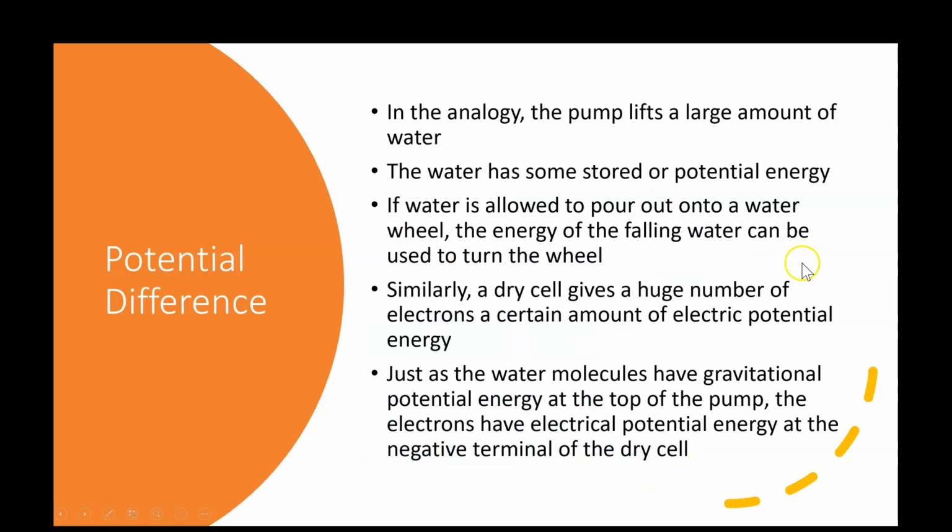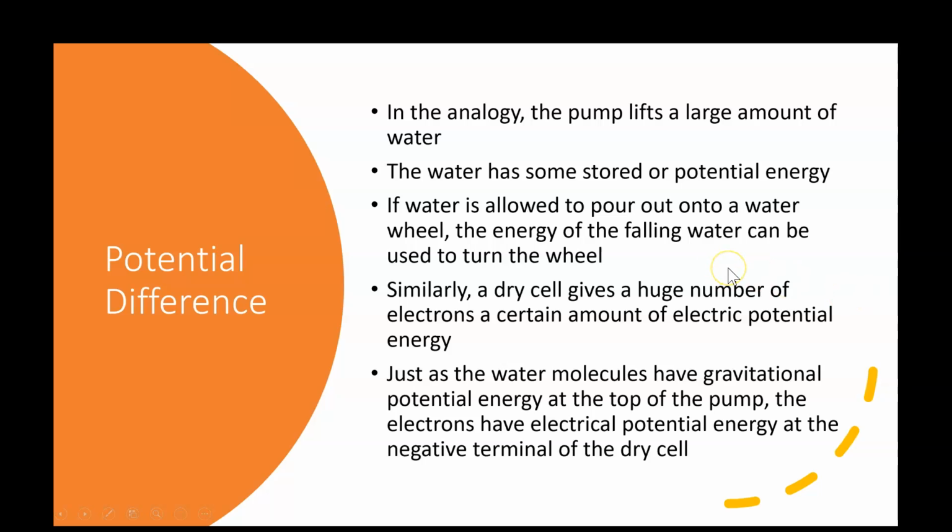So let's just quickly summarize this. In the analogy that you saw, the pump lifts a large amount of water. The water has some stored or potential energy. If the water is allowed to pour out onto a water wheel, the energy of the falling water can be used to turn the wheel.